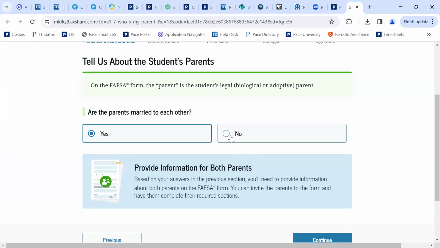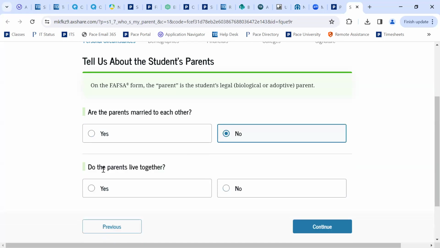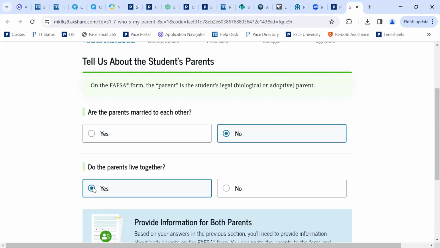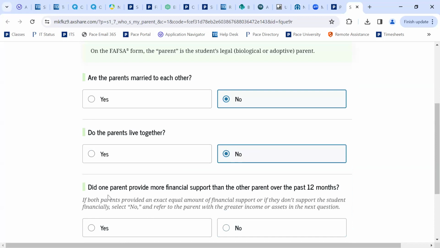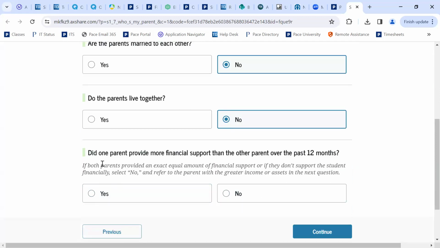If they're not married to each other, answer no, and a supplemental question will pop up, and that question is, do the parents live together? If they do, say yes. FAFSA says provide information for both parents. If they do not, say no, and another supplemental question will come up. And that question states, did one parent provide more financial support than the other parent over the past 12 months? It also goes on to say that if both parents provided the exact equal amount of financial support, then answer no to the question. So we'll start off though by saying yes.